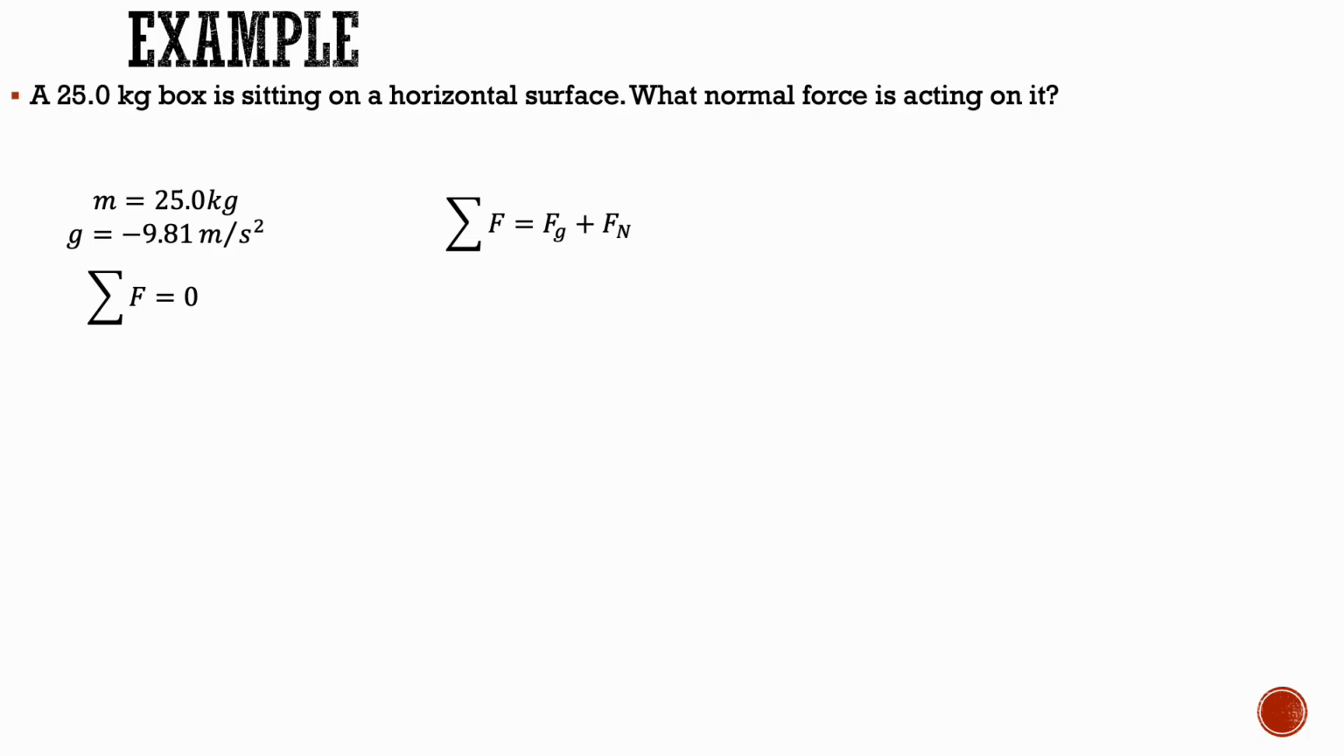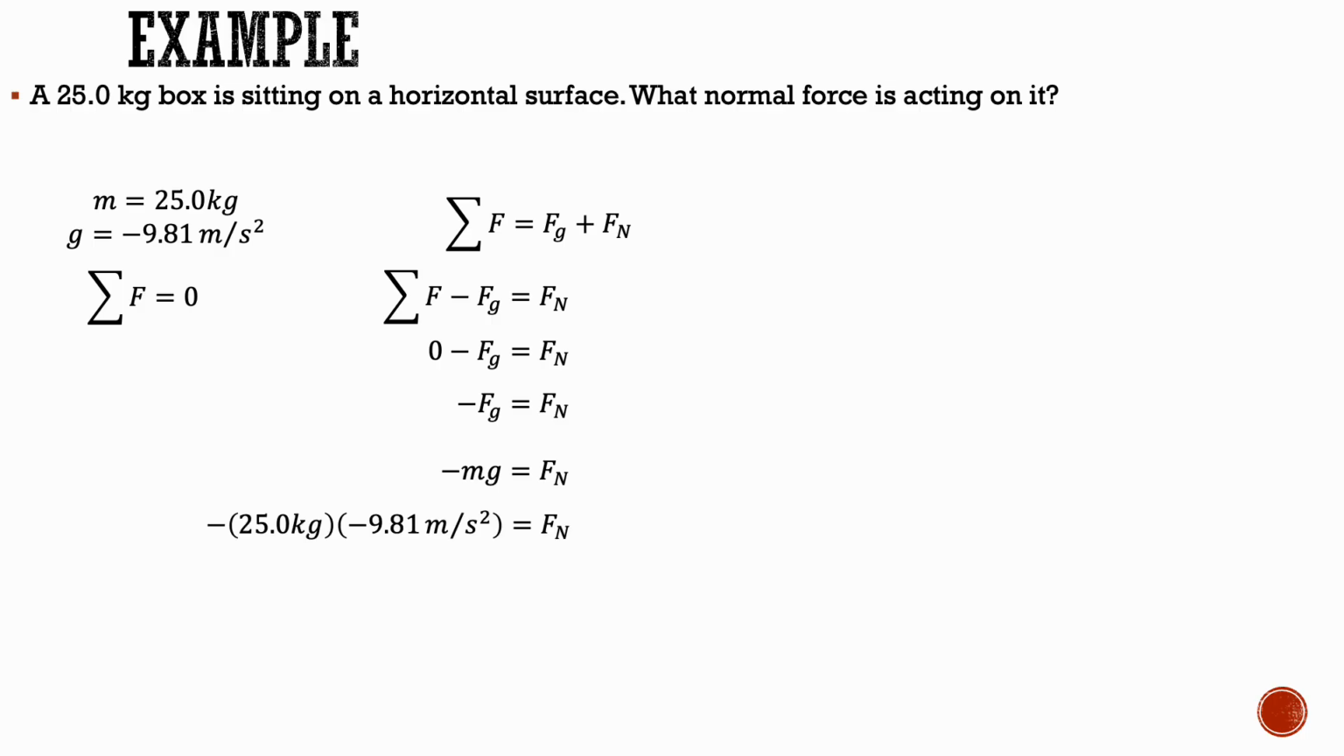Now we want to solve for force normal, so I would move the force of gravity to the other side of our equation by subtracting it. Now we know our sum of forces is 0, so we can get rid of that term. So negative force of gravity equals our force normal, or negative mg equals our force normal. Substitute our values in. You'll find that our negatives cancel out, which makes sense because in this case our force normal should be upwards, which would be a positive value. Calculating to the appropriate number of significant figures, we get an answer of 245 newtons.